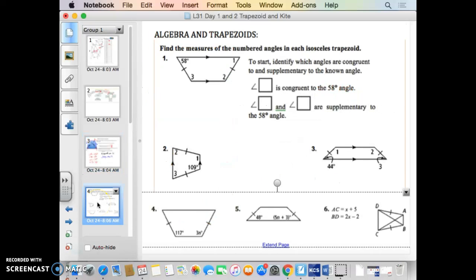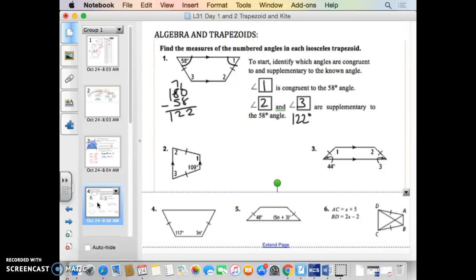So we're going to find the measure of each of the angles in here. If this is 58 degrees, then I know that angle 1 is also 58 degrees. So this angle and this angle are congruent. Now I can figure out the angles of 3 and 2 simply by taking 180 minus 58. So 122. Angles 2 and 3 are supplementary, and they're both going to have degrees of 122.